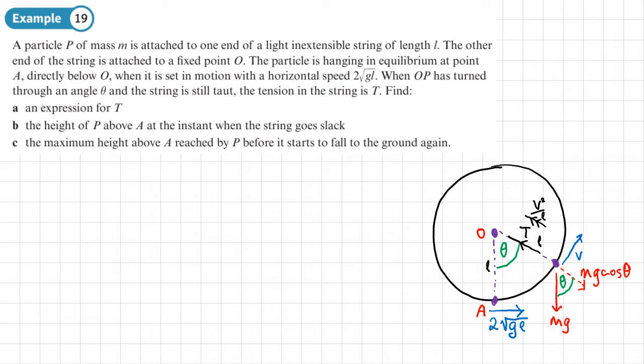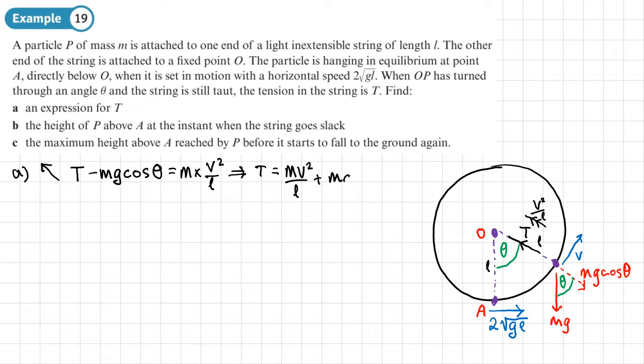So we'll start with part A, and we need to find an expression for T. We'll start by resolving towards the center of the circle, and we'll have T, which is pointing towards the center. Then we need to subtract mg cos theta, because that's pointing away from the circle, and that's going to equal ma. So m times the acceleration, and the acceleration is going to be v squared over L. So we can rearrange that and write T is equal to mv squared over L plus mg cos theta.